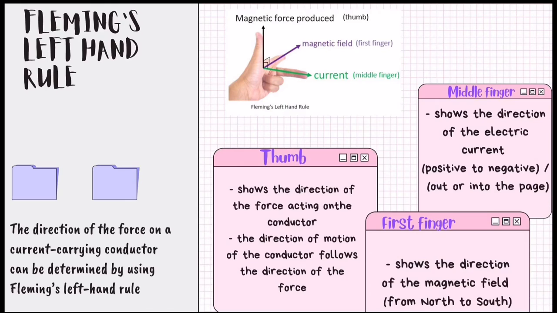The direction of the force on a current carrying conductor can be determined by using Fleming's left hand rule. The first finger shows the direction of the magnetic field, that is from north to south. The middle finger shows the direction of the electric current, from positive to negative, either out of or into the page. And the last is the thumb. The thumb will show the direction of the force acting on the conductor. The direction of motion of the conductor follows the direction of the force.